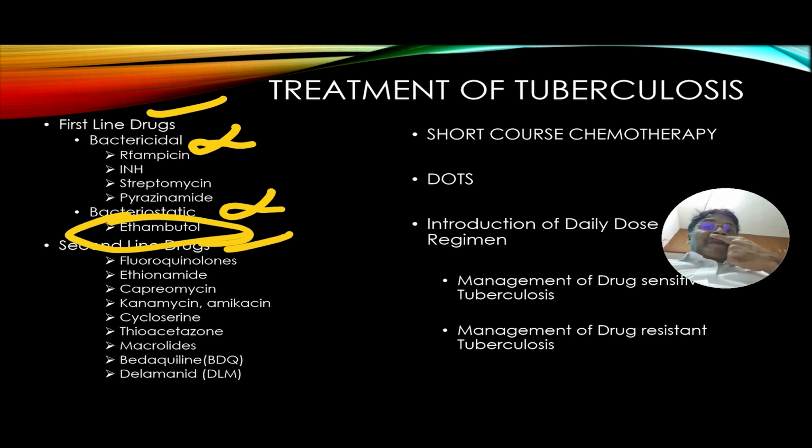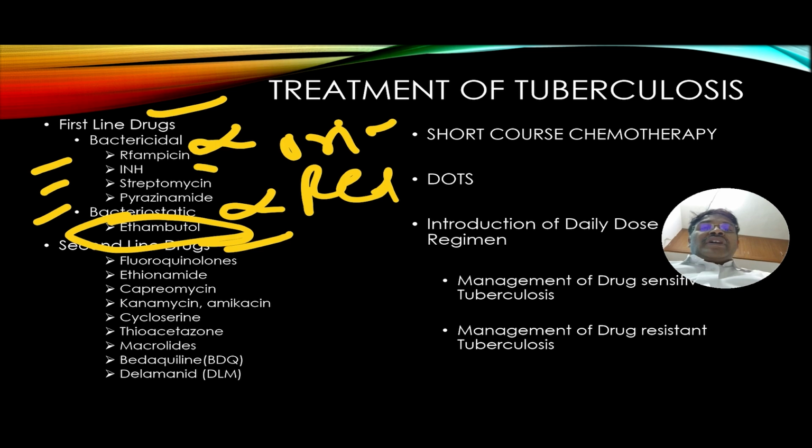This ethambutol will prevent the multiplication of tuberculosis bacilli. All other drugs here will kill the tuberculosis bacilli: rifampicin, INH, streptomycin, pyrazinamide. So remember, rifampicin has side effects of hepatotoxicity, gastritis, influenza-like illness, purpura, thrombocytopenia, nephrotoxicity, and it turns the urine red. A very common side effect of rifampicin.